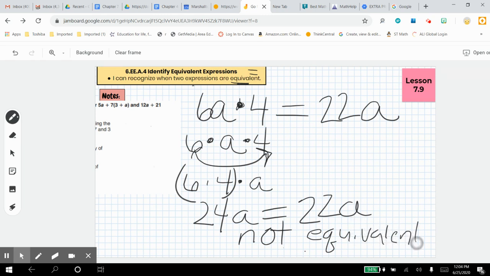All right, so today we did an example of an equivalent expression, and we did an example of one that is not equivalent.